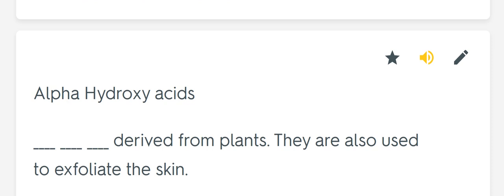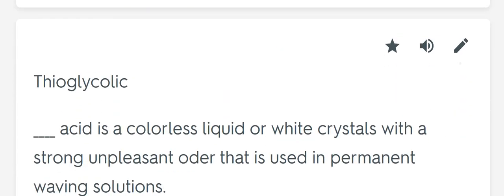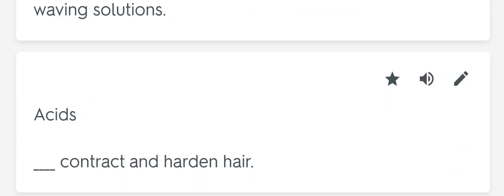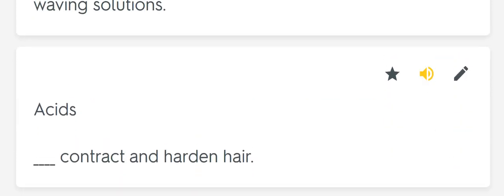Alpha-hydroxy acids. Blank derived from plants. They are also used to exfoliate the skin. Glycolic. Blank acid is a colorless liquid or white crystals with a strong unpleasant odor that is used in permanent waving solutions. Acids. Blank contract and harden hair.